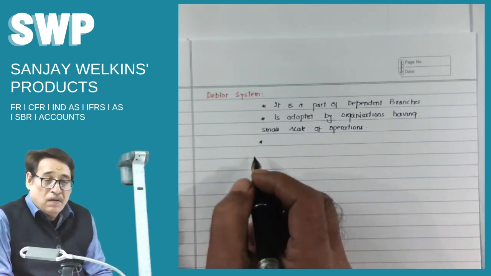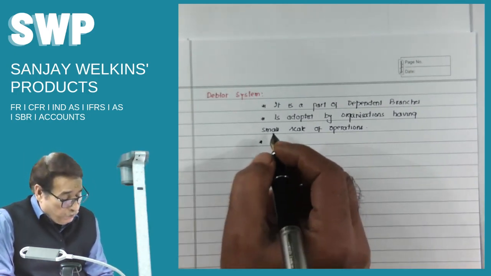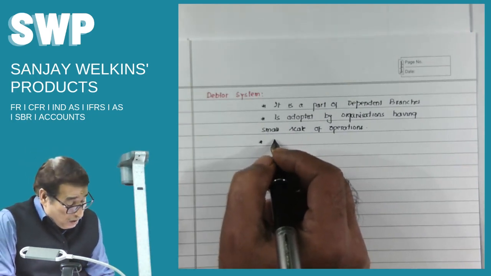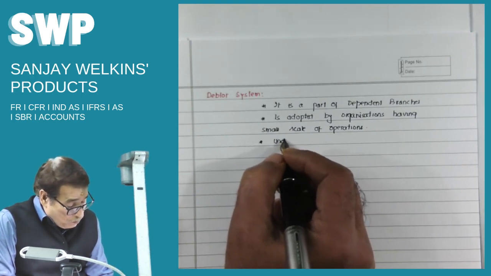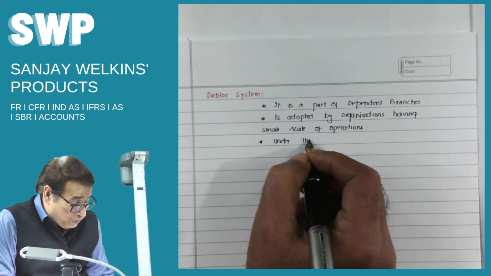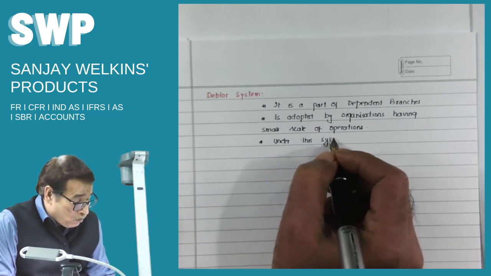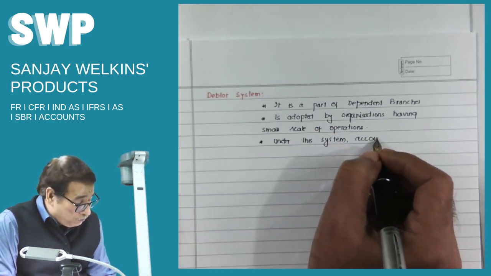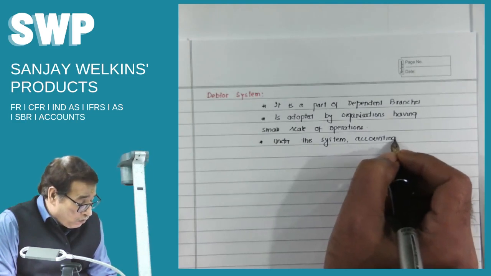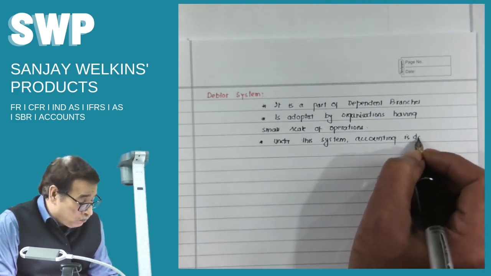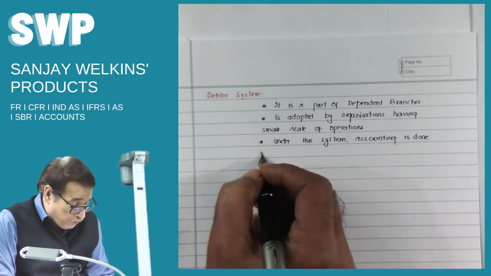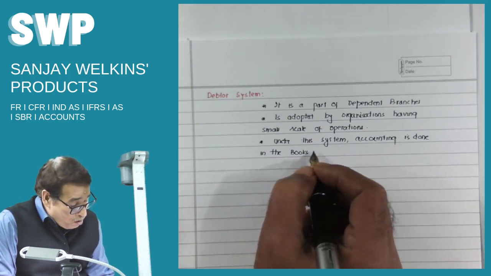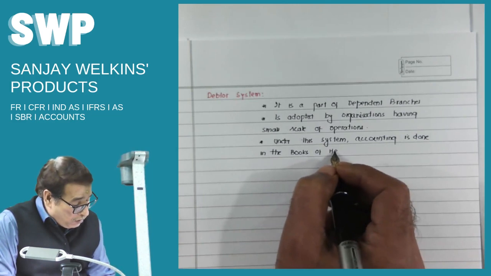I wrote that under this system, accounting is done in the books of the head office, and head office maintains only a branch account and a sales ledger. Under this system, accounting is done in the books of head office only.